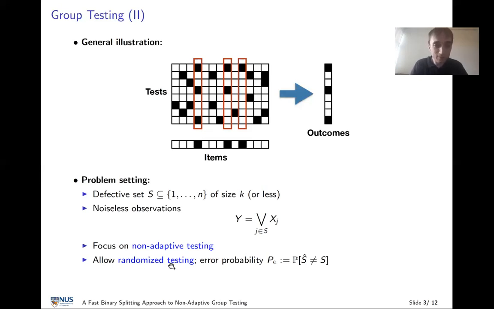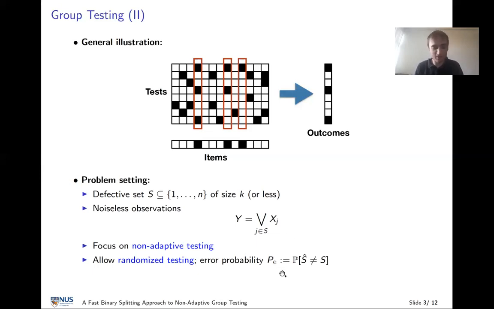We're going to allow for randomized testing, and we're going to allow for a small error probability. And this is actually a very important distinction in group testing. If you insist on a matrix that has the so-called for all guarantee, meaning it works for any set of defective items up to size K, then your number of tests required is much larger. It's K squared log N typically. If you allow for a small error probability, that goes down to K log N.